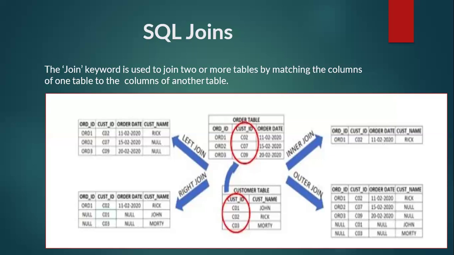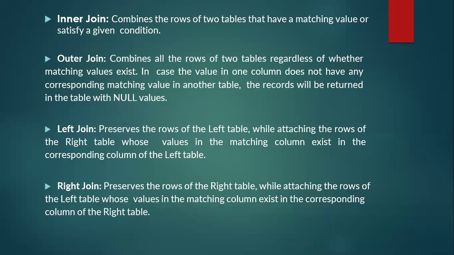Clear? Yes, sir. Okay. So the left join will return all the records from the left table and the matching records from the right table. In right join, it will return all the records from the right table and the matching records from the left table. So basically, these are the joins that can be applied between two tables to fetch the data from both the tables.